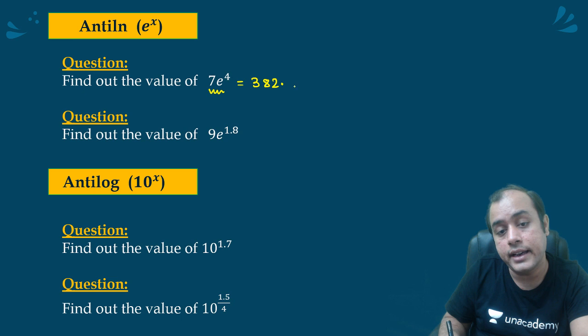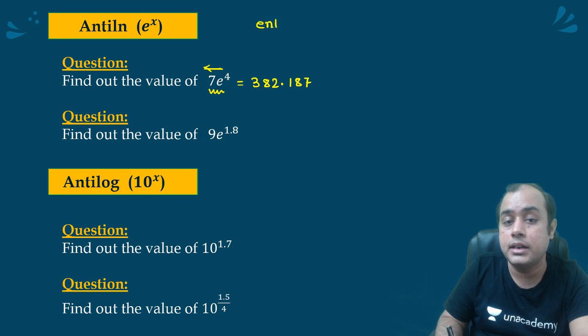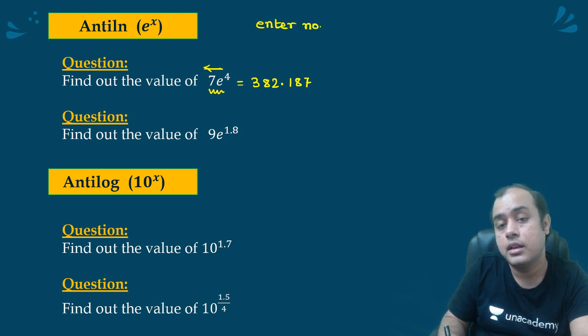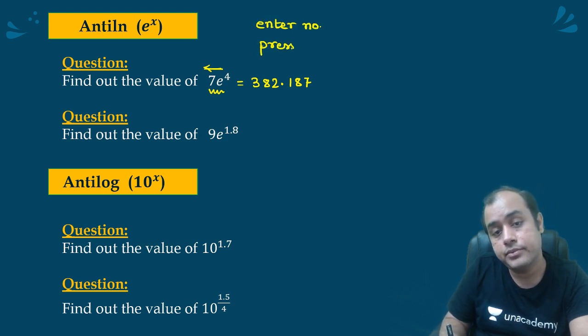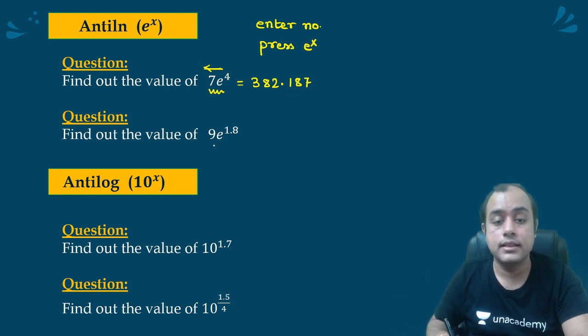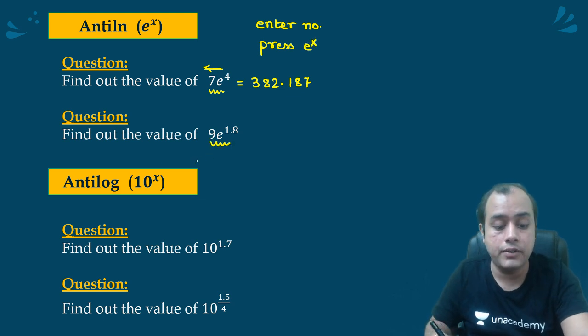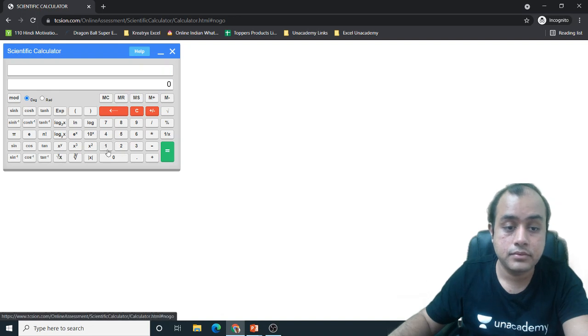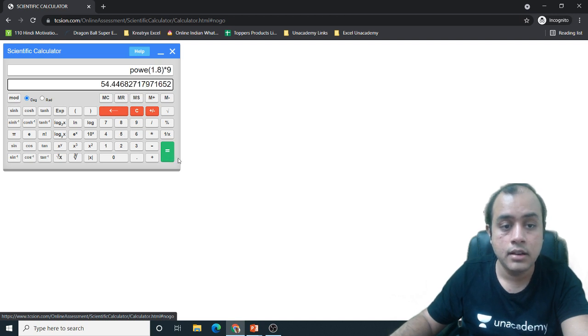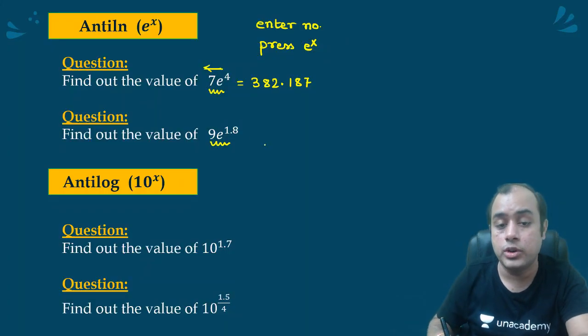So here, guys, again go from right to left: enter the number, press e to the power x. 9 e to the power 1.8. 1.8, e to the power, multiply by 9. 54.4468.